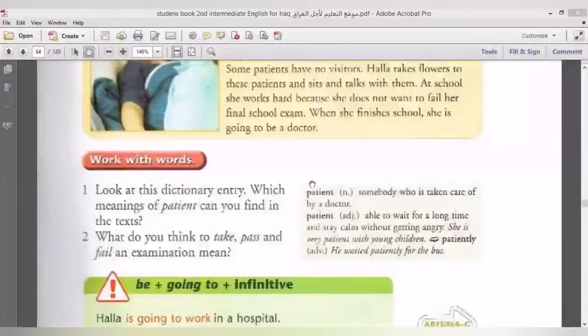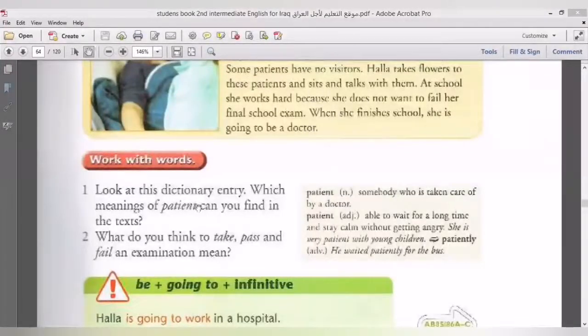Now, concerning this word, patient. As you see here, we have the word patient with two different meanings. Yes, Omar. We have patient as a noun, which means somebody who is taken care of by a doctor. And you have patient as an adjective, which means able to wait for a long time and stay calm without getting angry. For example, this is a sentence in which there is this word patient as an adjective. She is very patient with young children. And we have patiently, which is an adverb.